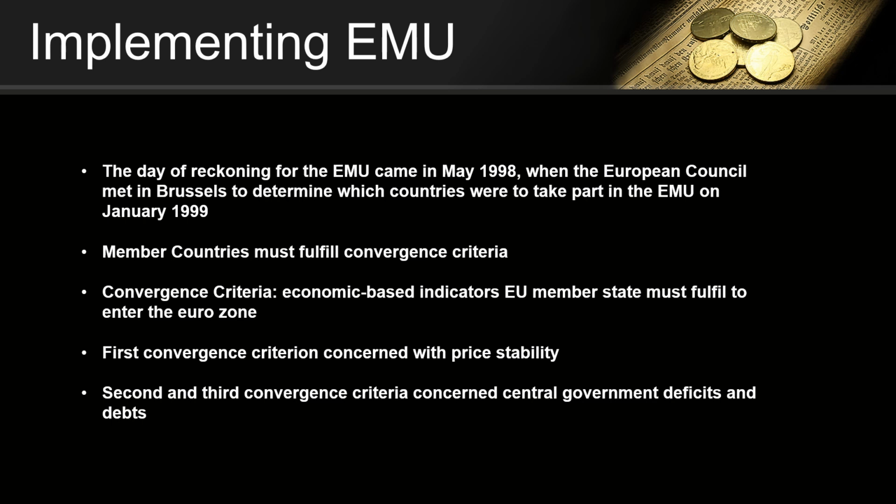The first convergence criterion concerns price stability. In other words, it's about the inflation rate. To become a member of the EMU, a country should maintain a stable inflation rate. Next, the second and third convergence criteria concern central government deficit and debts. In order to become a permanent member of the EMU, a country should maintain its deficit and debts as low as possible.